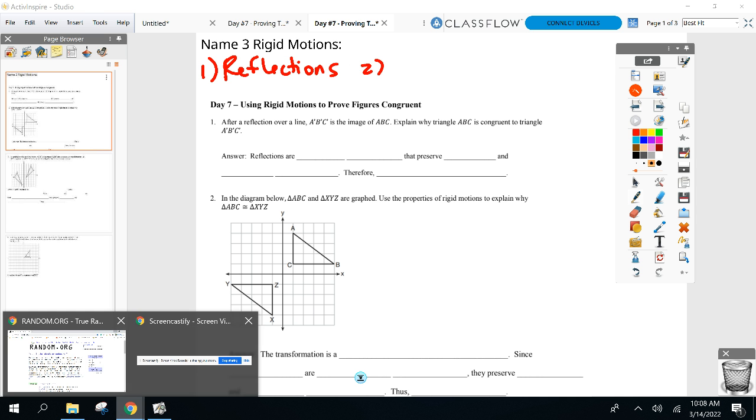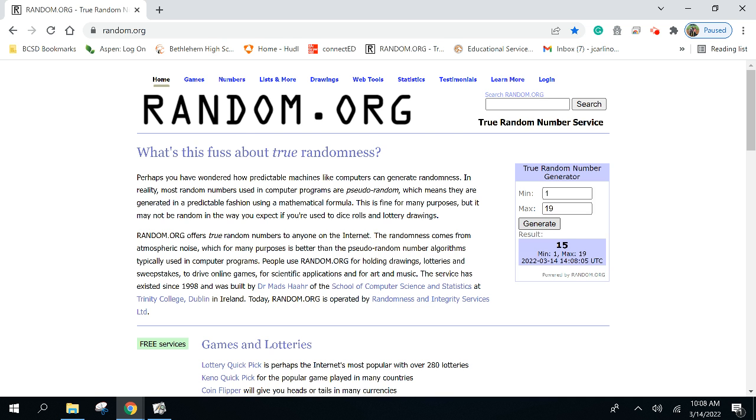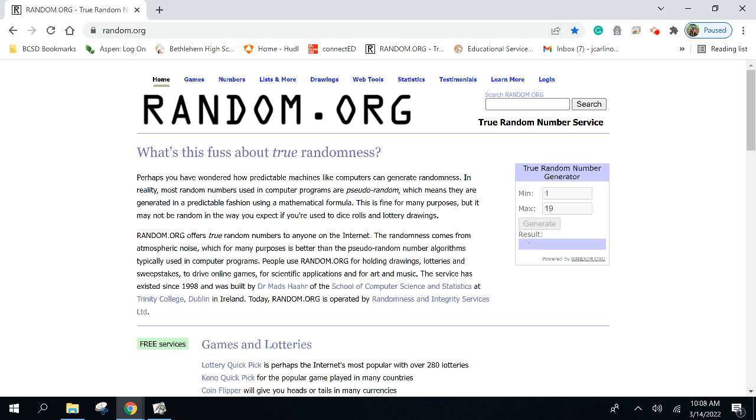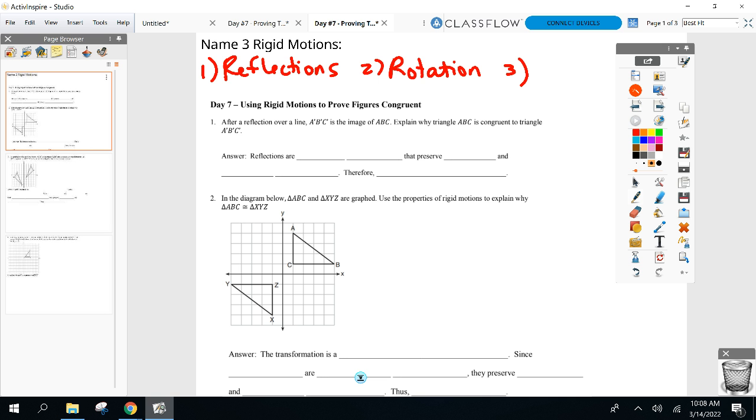Another rigid motion which does not change size or shape. Well, that's a type of reflection. I'm looking for another transformation. We've talked about 3 of them this unit, which do not change size or shape. Rotation does not change size or shape. And the final one we have discussed in this unit that does not change size or shape: translation. Everybody good?